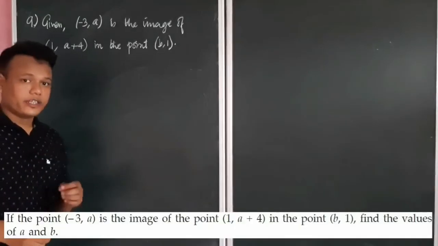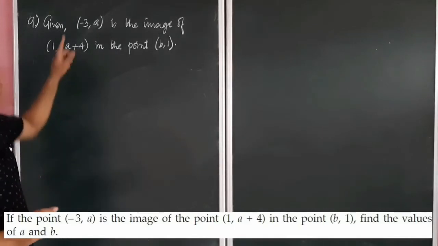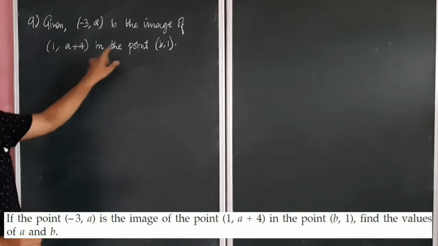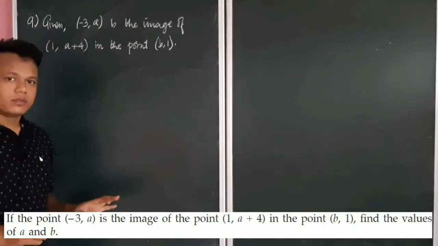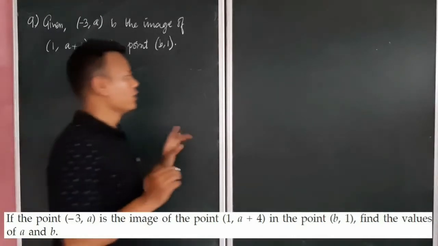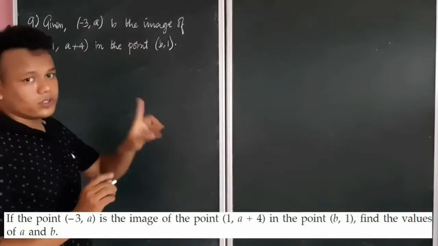Okay, let's have a look at the ninth question. The question says minus 3 comma a is the image of 1 comma a plus 4 in the point b comma 1. You need to find the values of a and b. Now what is the meaning of this? Let us try to understand. Basically, there are 3 points given to us.